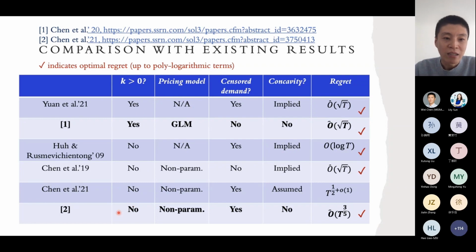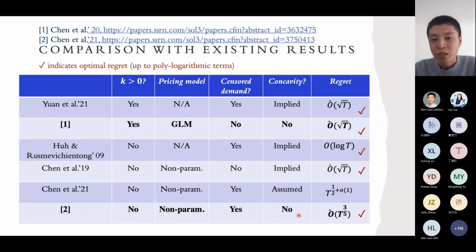Okay, so in the second type of our work, the problem becomes simpler because we do not have the fixed cost, but the problem is more challenging here due to the censored demand. And we also have a nonparametric pricing model. And here the problem becomes challenging in two folds. So one thing is because of the censored demand, as I mentioned, we cannot fully observe the model response.